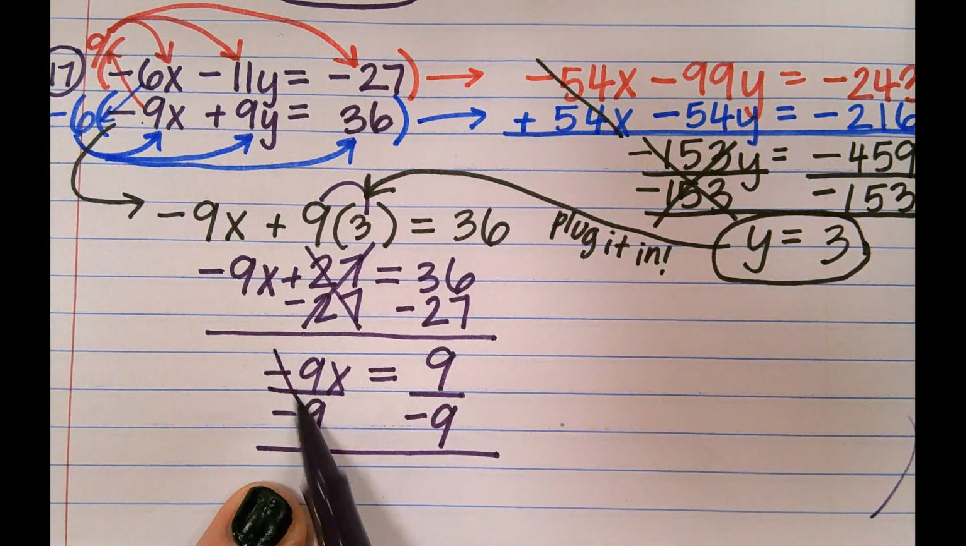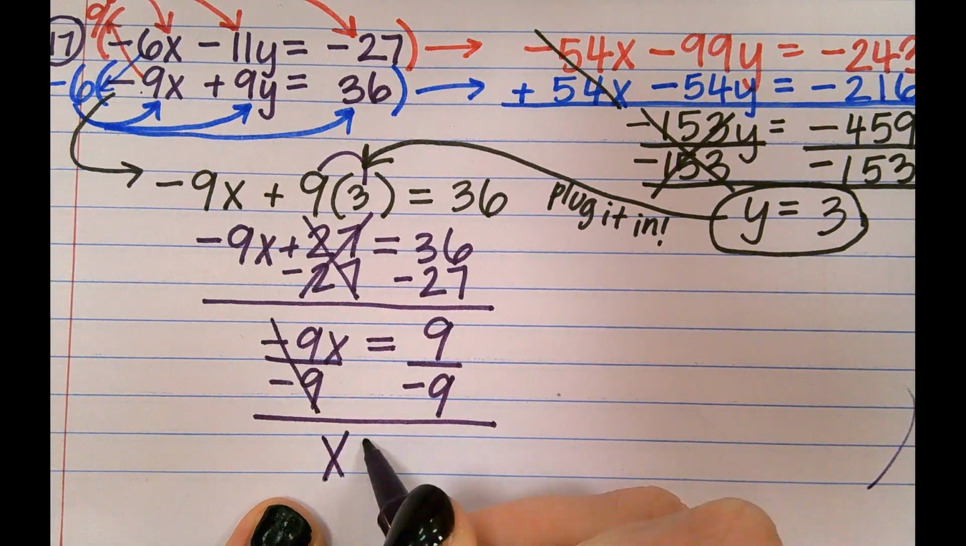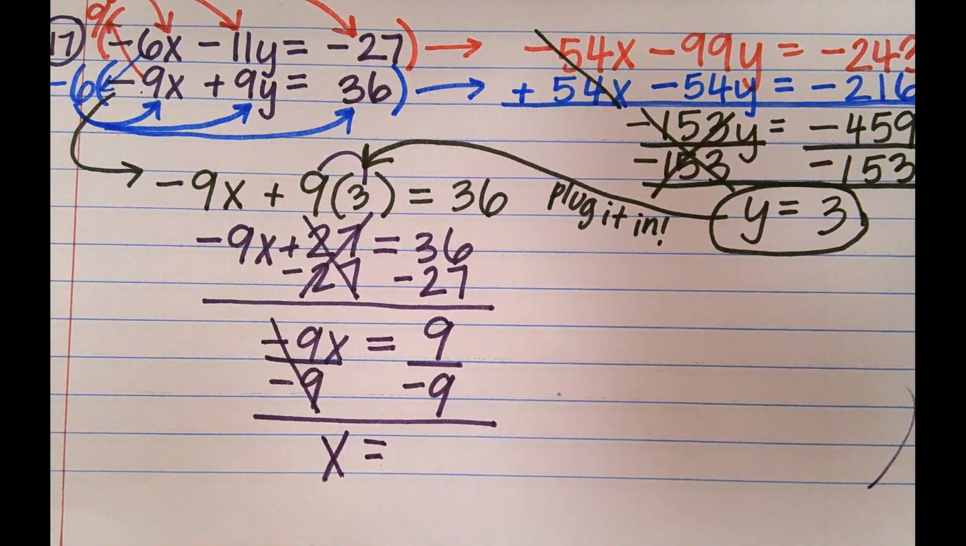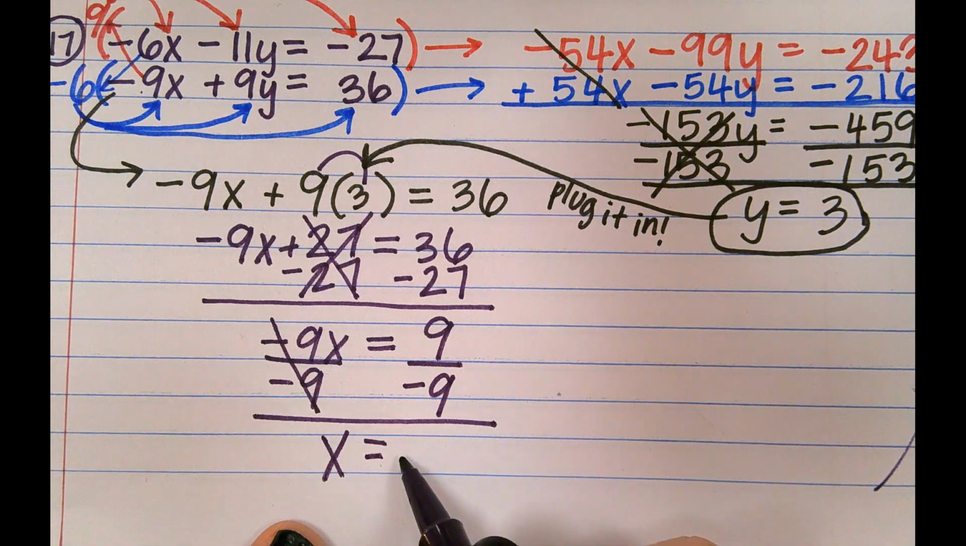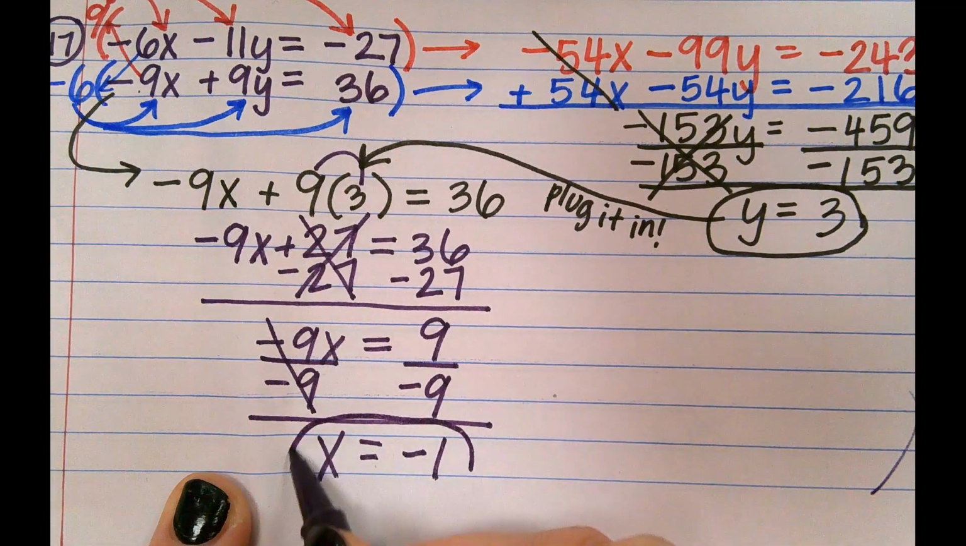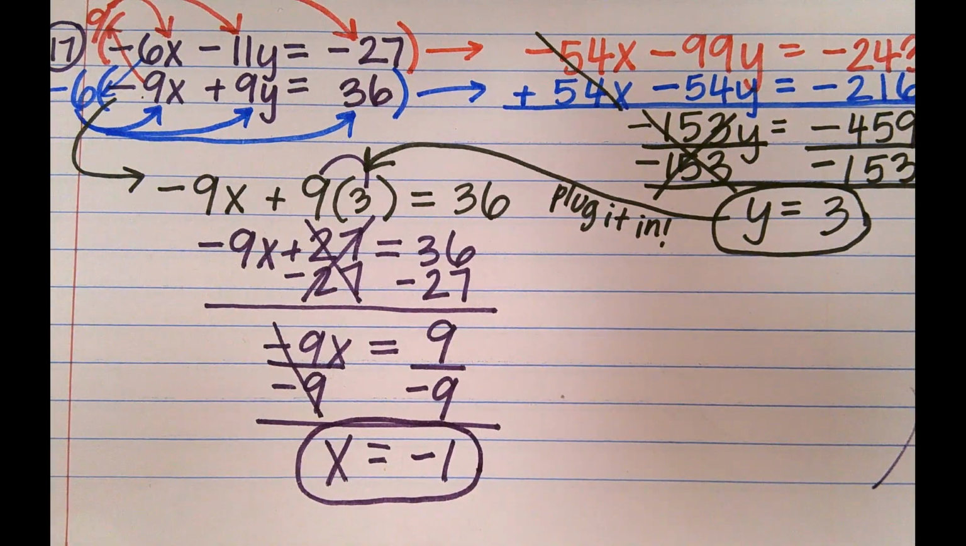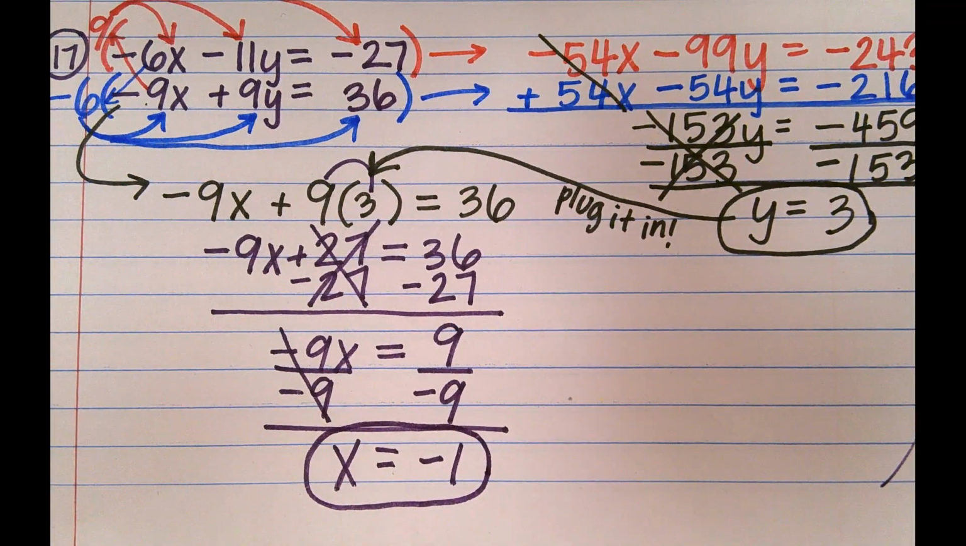Okay, so we canceled our negative 9s. X is by itself. What is our answer? 9 divided by negative 9 equals negative 1. So x equals negative 1 and y equals 3. Guys, are we getting it or what?